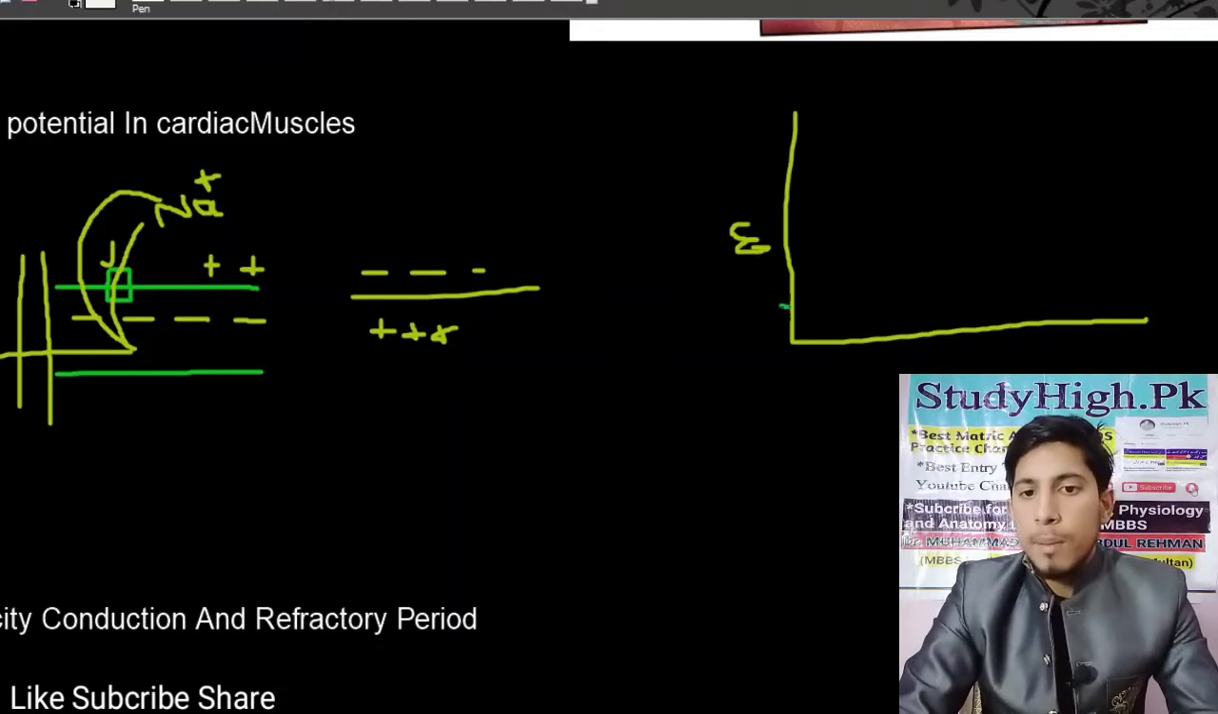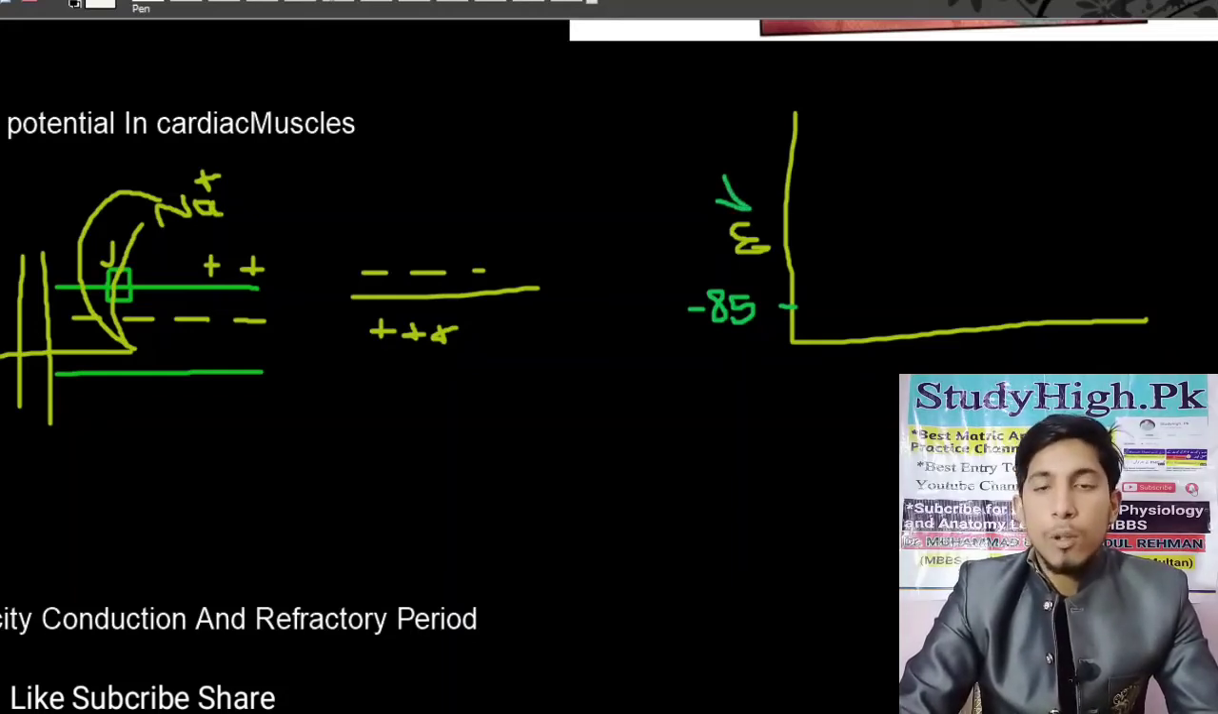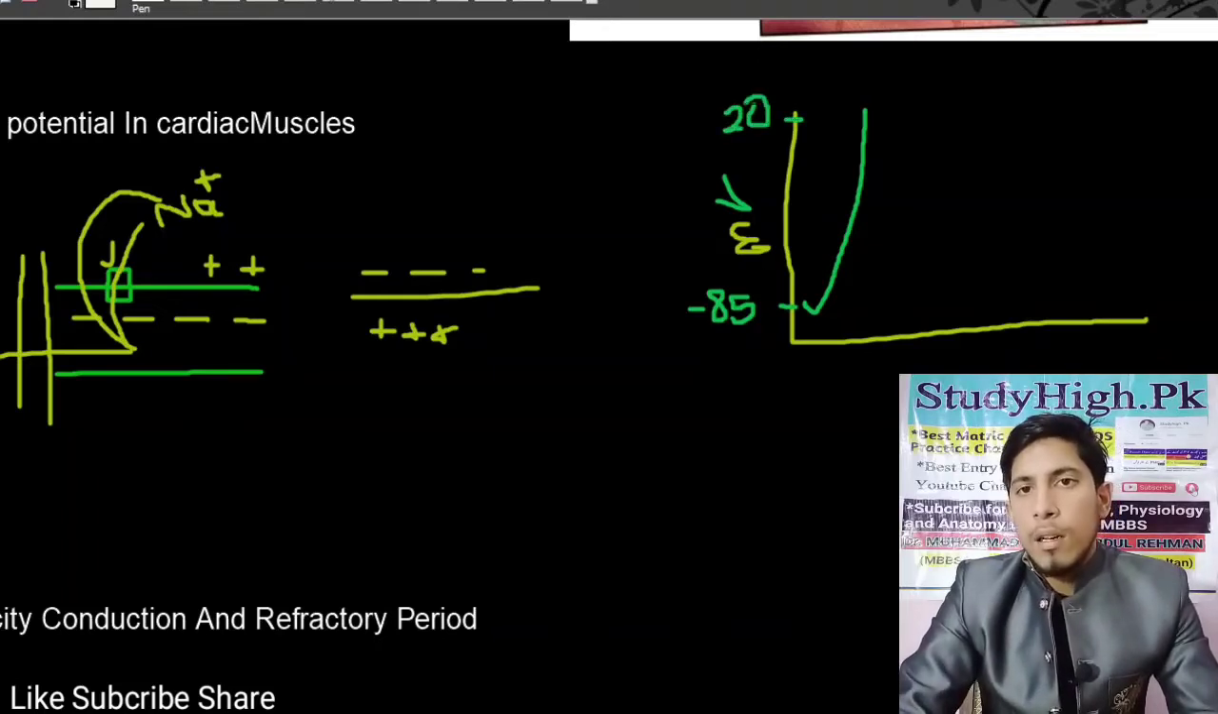The resting membrane potential is about minus 85 millivolts, which is the resting membrane potential for a cardiac muscle. Due to the opening of the sodium channel, the potential has reached plus 20 millivolts. This is the figure of plus 20. So the influx of sodium ions into the cell causes a rise to plus 20 millivolts.